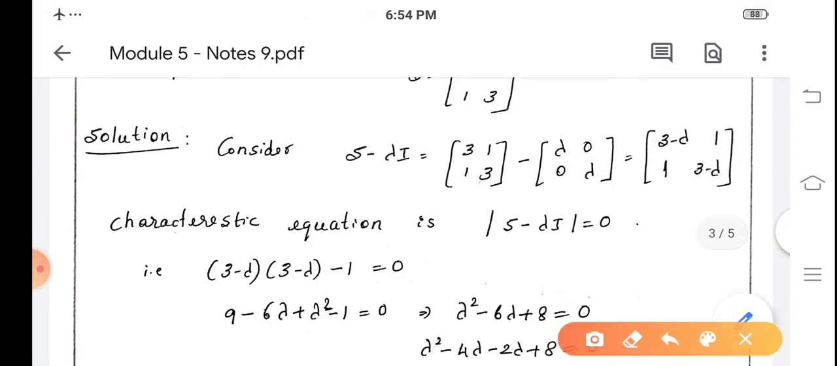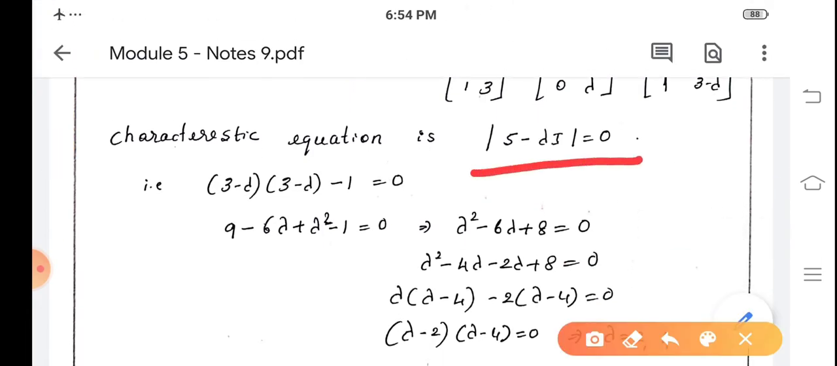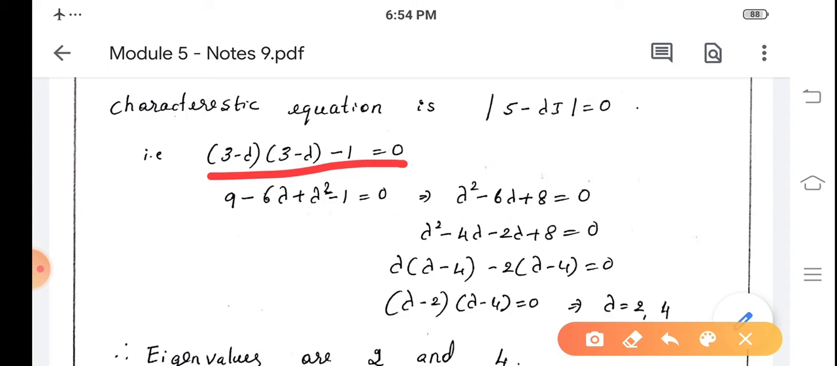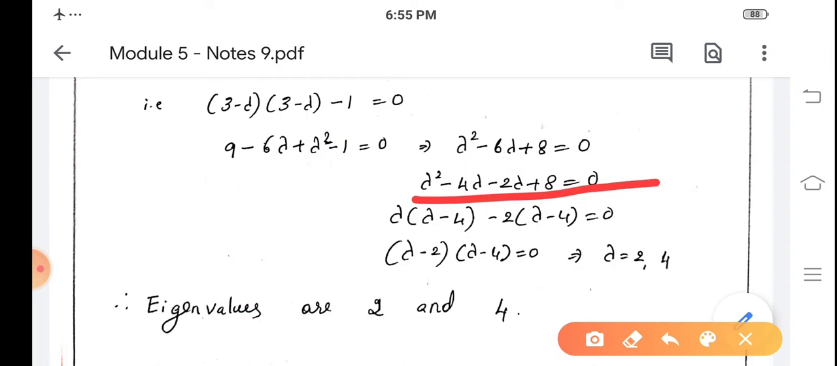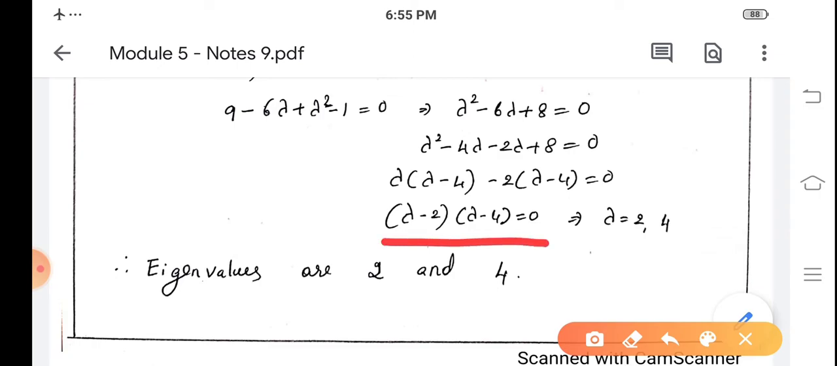That will be 3 minus lambda, 1, 1, 3 minus lambda. So we have the characteristic equation, determinant of S minus lambda I equal to 0, that is 3 minus lambda into 3 minus lambda minus 1 equal to 0, that gives 9 minus 6 lambda plus lambda square minus 1 equal to 0, or lambda square minus 6 lambda plus 8 equal to 0. We write it as lambda square minus 4 lambda minus 2 lambda plus 8 equal to 0. Or we can factorize this, we get factors lambda minus 2, lambda minus 4, equal to 0. So we obtain two values here, lambda equal to 2 and lambda equal to 4.